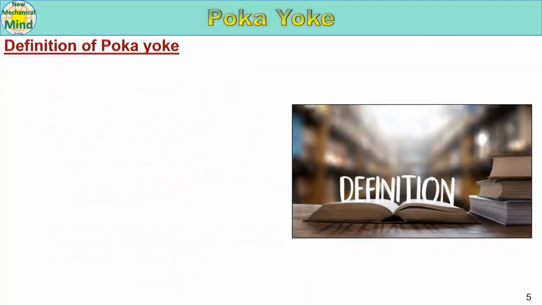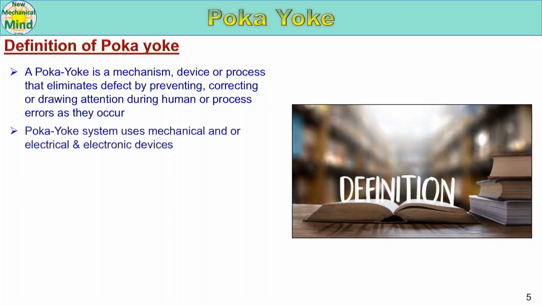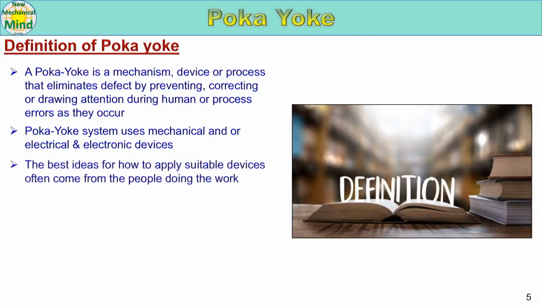Definition of Pokayoke. Now we are going to see the definition of Pokayoke. A Pokayoke is a mechanism, device or process that eliminates defects by preventing, correcting or drawing attention to human or process errors as they occur. Pokayoke systems use mechanical and/or electrical and electronic devices. The best ideas for how to apply suitable devices often come from the people doing the work.